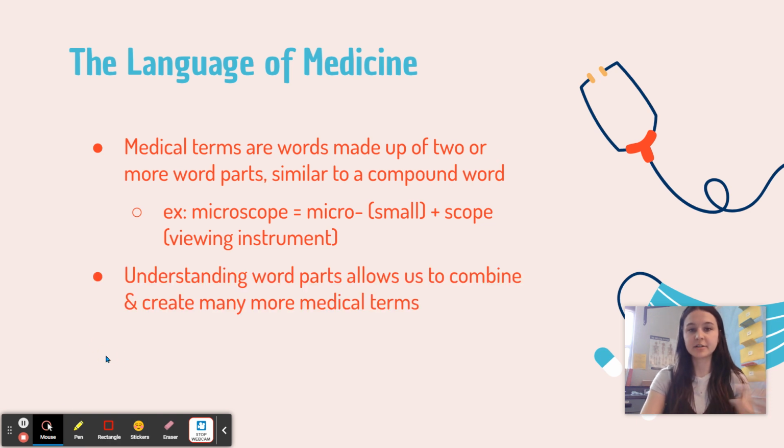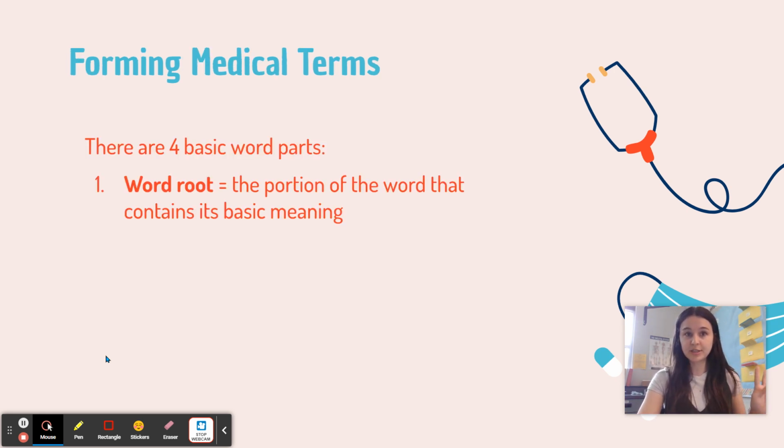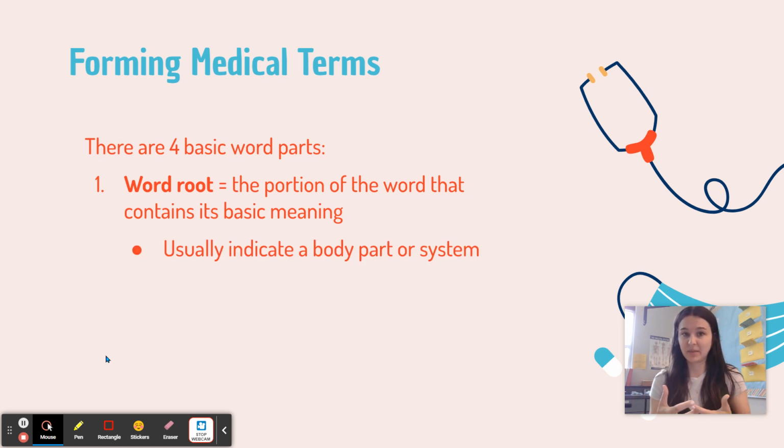Okay, so like I said, understanding the word parts can both help us create words, but also help us break them down so that we can define and understand them. There are 4 basic word parts that we're going to talk about. The first one is the word root, and this is the part of the word that has its most basic meaning, and it usually doesn't have a hyphen on either end of it because it's just solid, it's itself.